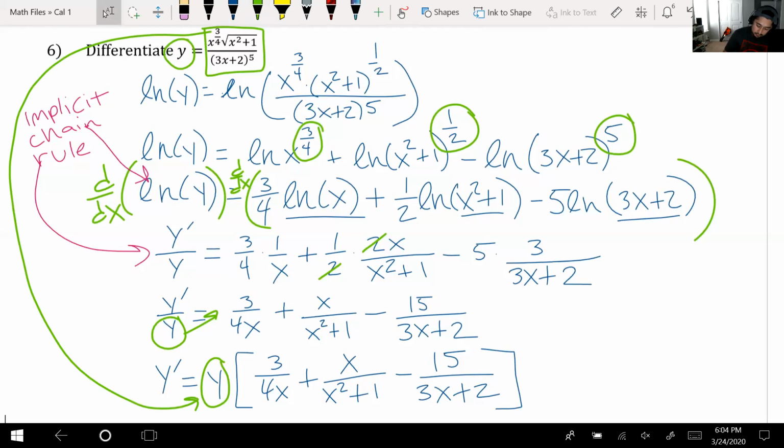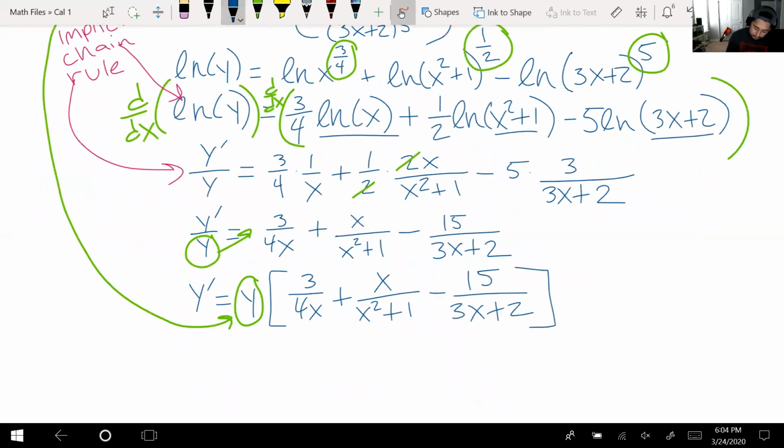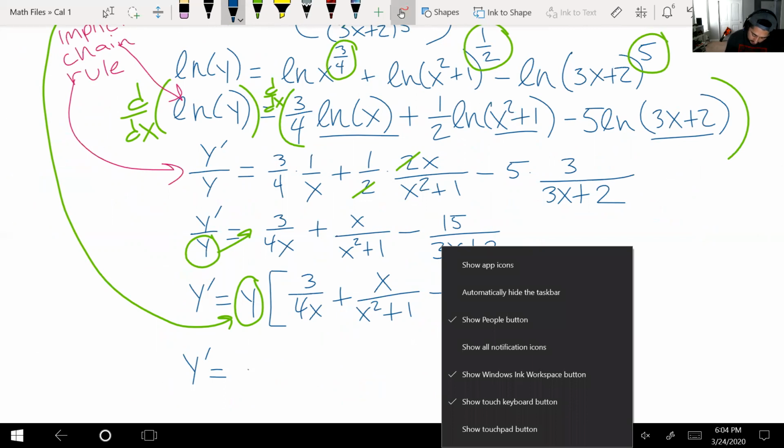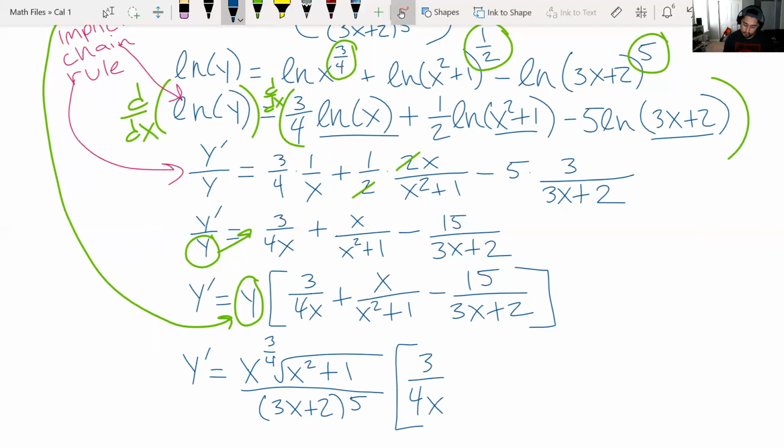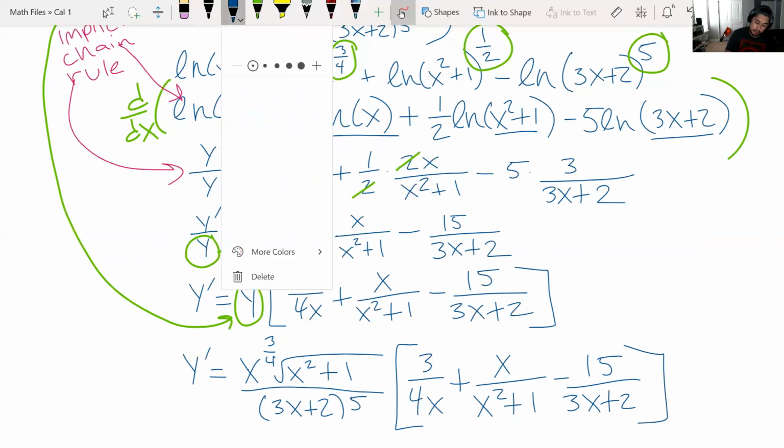Okay. So y prime equals x to the 3/4 times the square root of x squared plus 1 over 3x plus 2 to the 5th, times all of that: 3 over 4x plus x over x squared plus 1 minus 15 over 3x plus 2. And that is our final answer.